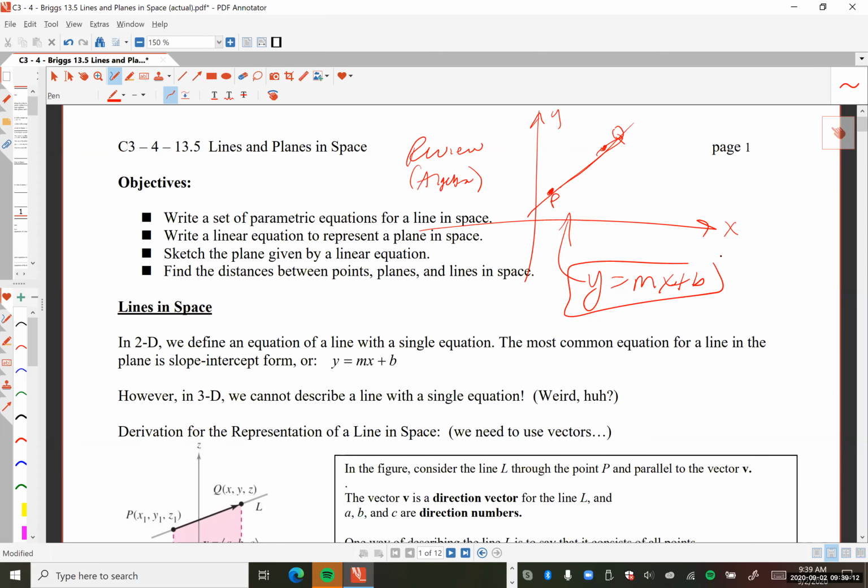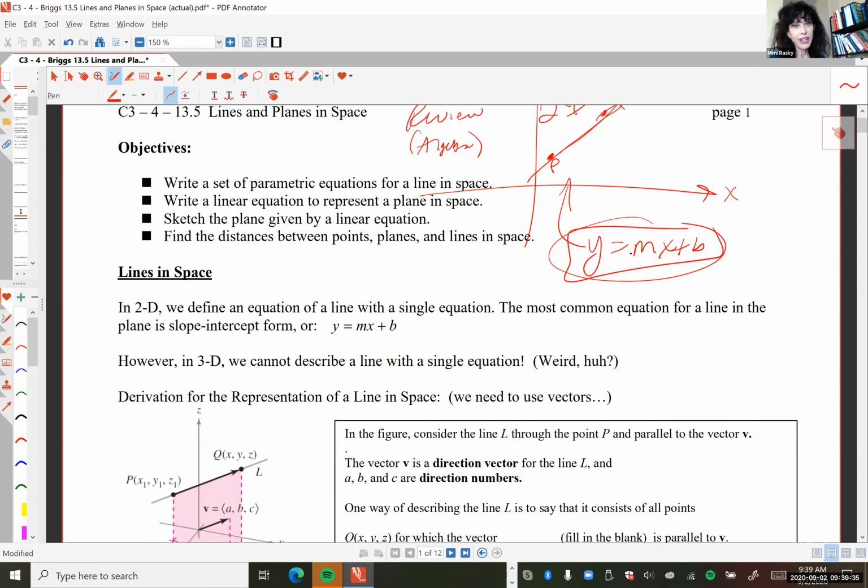Yes. Sure. We all know that. And if you don't, I can't review algebra 4A here in Calc 3, so hopefully you remember all that stuff. So here's the interesting thing. In 2D, you can represent one line with one equation. Okay, duh. But that's not the case in 3D.